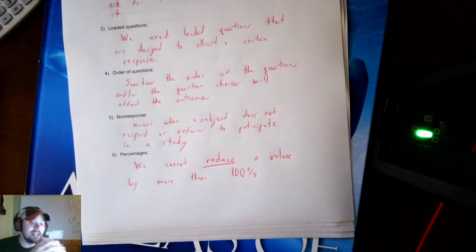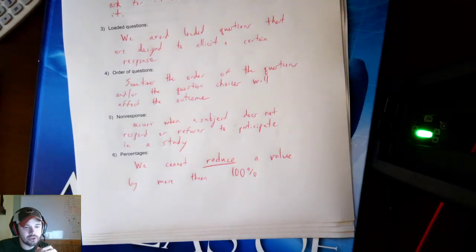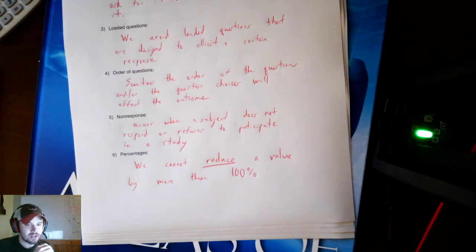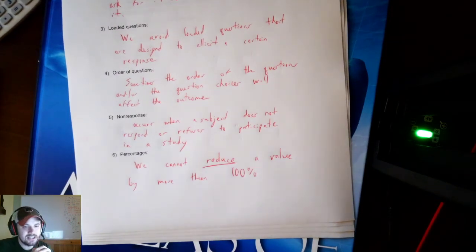Now, you can increase by more than 100%. Maybe it says, you know, Lucky Stars Investment Firm will increase your money by 300%. That's possible, right? Because you can increase something by more than 100%. If you triple something, you increased it by 200%. So you can't reduce by more than 100, but you can increase by more than 100. So reduction is the key here.